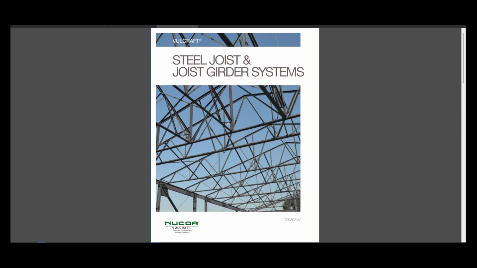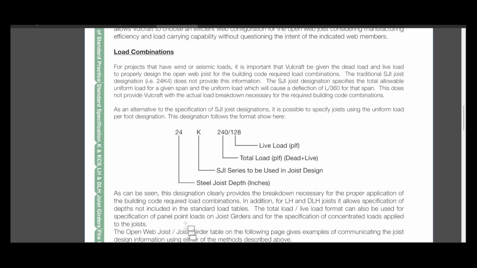This is the first page of the joist catalog from Nucor Vulcraft. Many times we have confusion whenever we have joists in the project with section sizes like 24K 240/128. What exactly are these values? Let's take a look. The first number, 240, is the total load, and 128 is the live load of the joist. 24 is the steel joist depth, as we all know, and K is the SJI series designation.